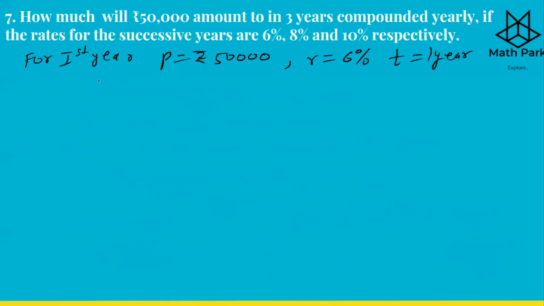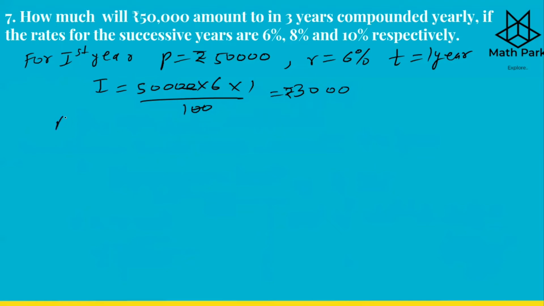So we find the interest, which is equal to 50,000 into 6 into 1 upon 100. 5 times 6 is 30, and then these 2 zeros. So 3,000 rupees is the interest at the end of first year.